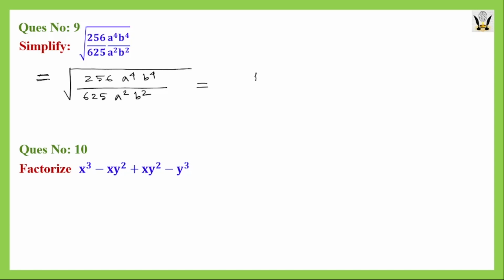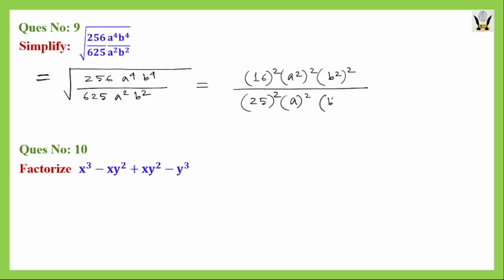256 we know that is square value of 16 and a to the power 4, so that can be written as square of a square, and then again b to the power 4, so that again can be written as square of b square. And in the denominator we have 625, which can be expressed as square of 25, then we have a square, and then we have b square. So when we take the square root value, we will consider all these individual values.